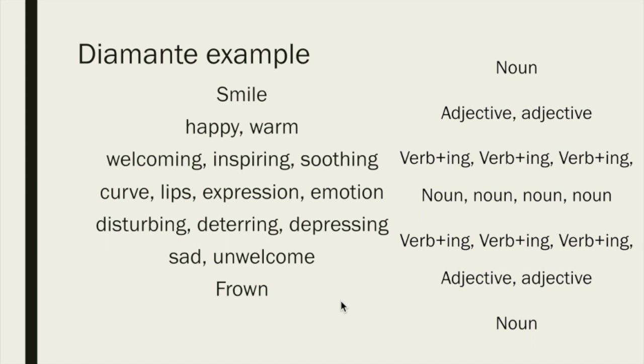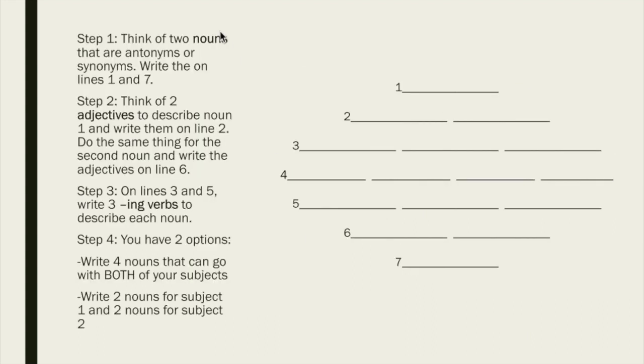So think about this as you're writing a Diamante. Here are the steps. First, think of 2 nouns that are antonyms or synonyms, something you want to compare or contrast. And you're going to write those nouns on line 1 and line 7. Then think of 2 adjectives to describe noun 1 and write them below on line 2. And you're going to do the same thing for noun 2 down here, and you're going to write them on line 6, 2 adjectives that describe this noun.